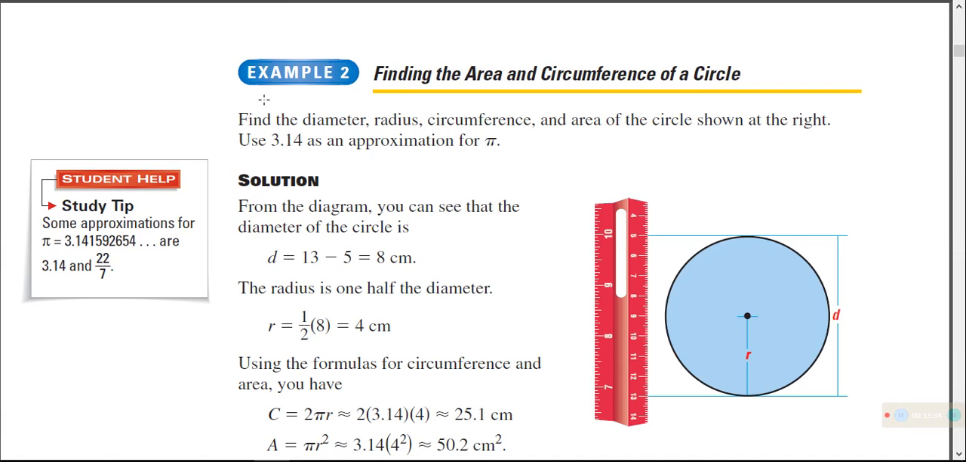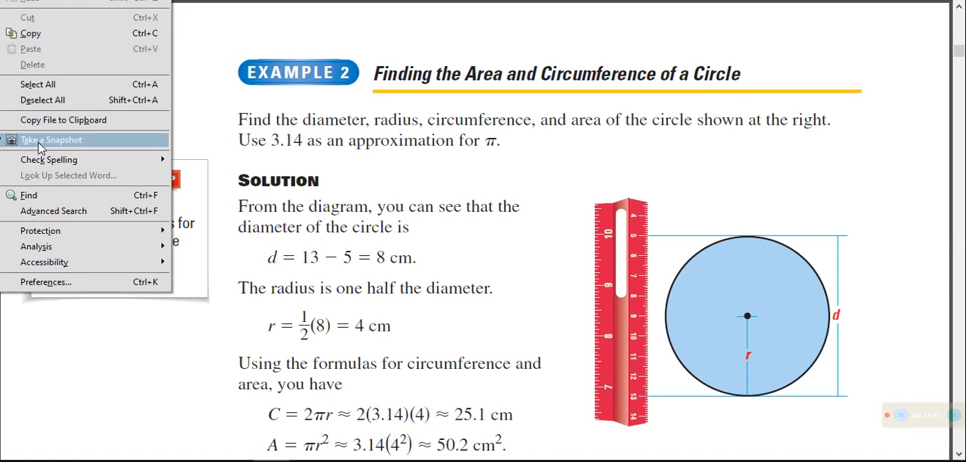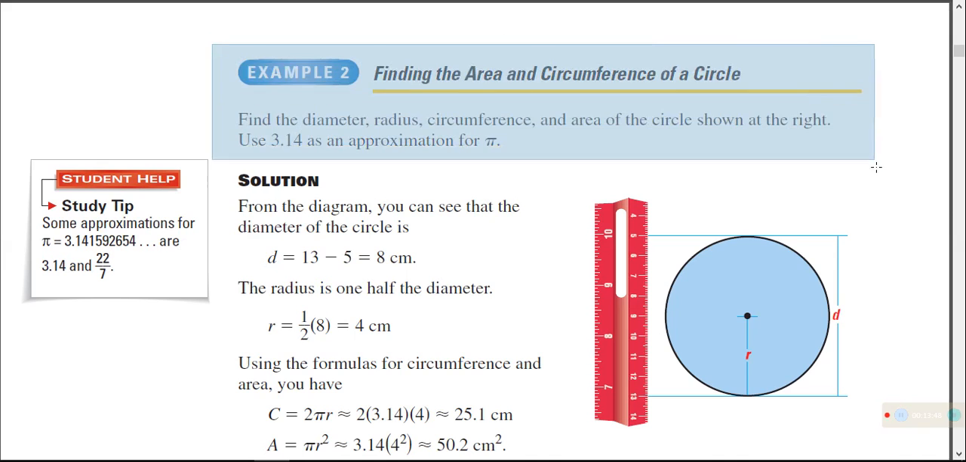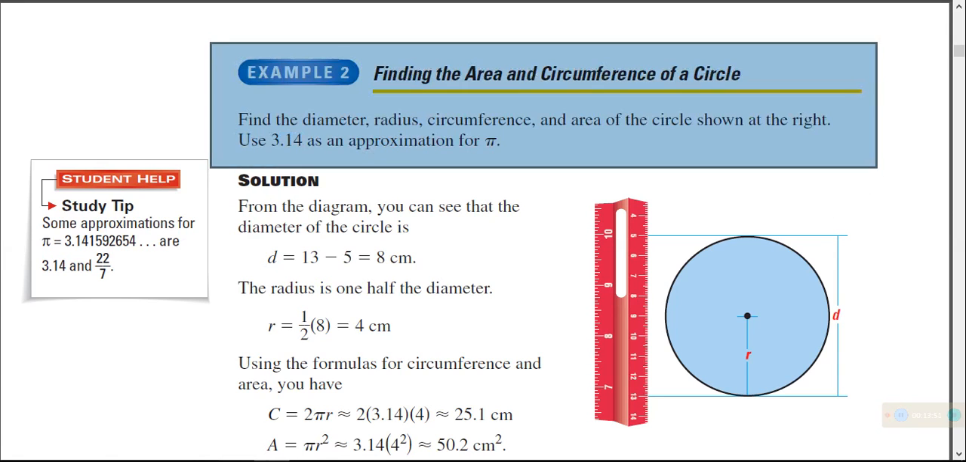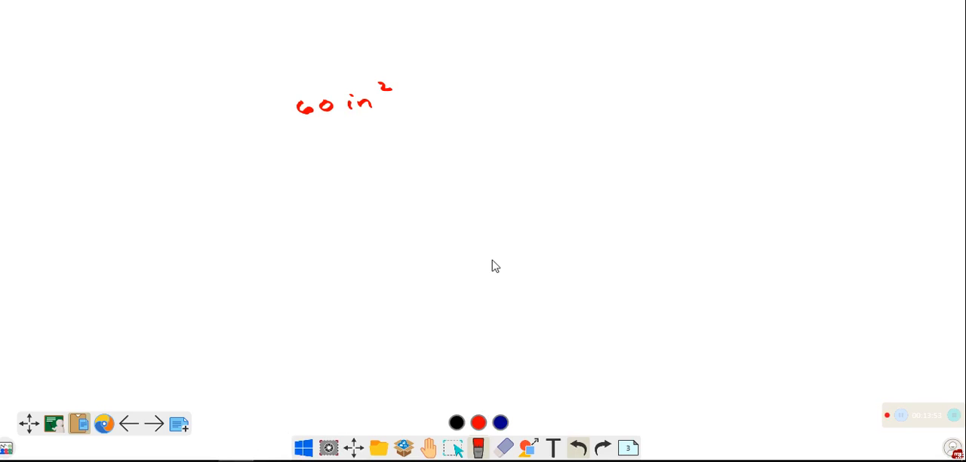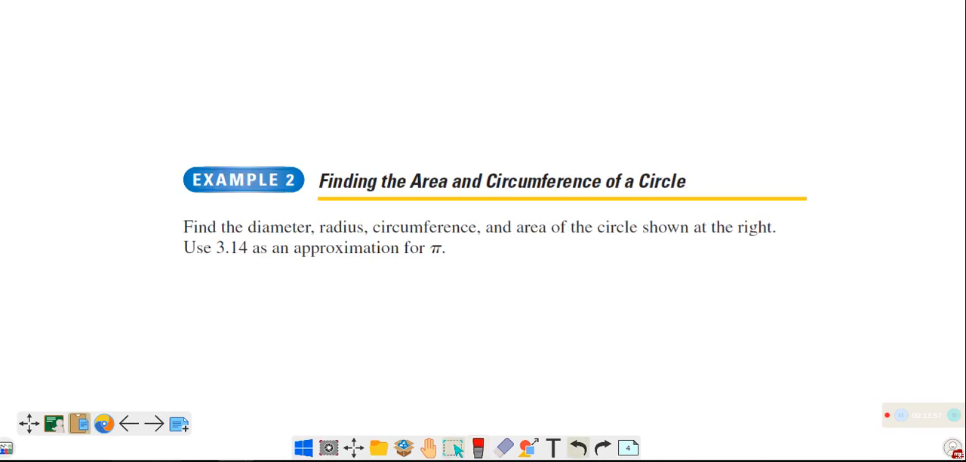Punta tayo dun sa pangalawa. So, find the diameter, radius, circumference, and area of the circle shown at the right. Use 3.14 as an approximation of pi. So, instead of just reading the solution here, solve natin siya. While doing so, nare-recall nyo rin yung idea tsaka yung mga definition ng parts ng circle.